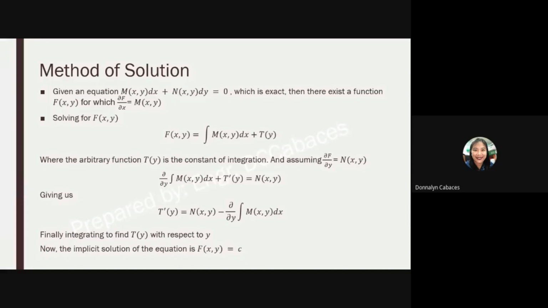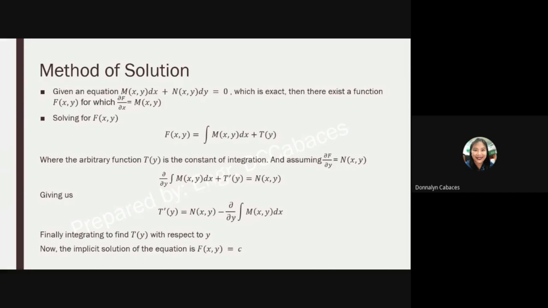So we are actually to integrate M with respect to x plus t of y. What is this t of y? Normally, when we take integration, we put the constant of integration. But since we integrated M with respect to x, it means that y is held constant. So instead of putting here plus c or constant of integration, we put plus t as a function of y, since y is held constant. So this term may be a constant or it can be a function of y.